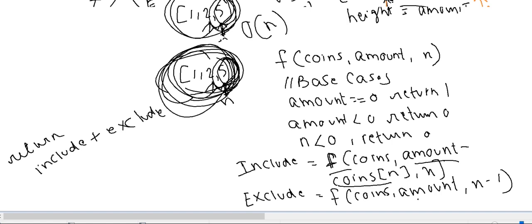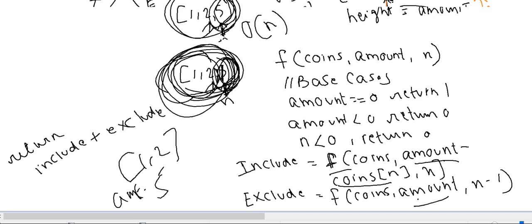And when I'm excluding it, that means I'm not subtracting anything from the amount, but I'm excluding this coin, right? That means I'm decrementing the index and I'm giving my subordinate 1, 2 and amount 5 and I'm asking him, you go and figure out if you can make this amount using these 2 coins and tell me the number of ways how you made those. So that's what I'm doing.